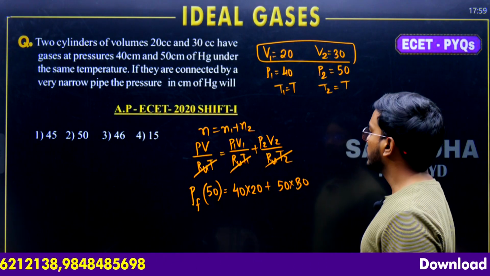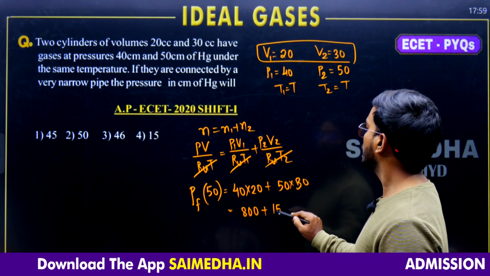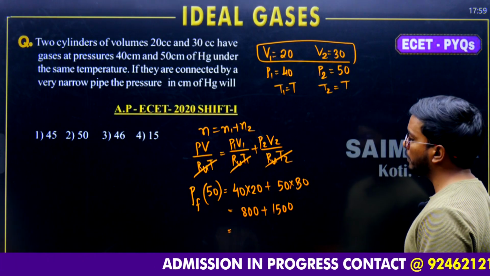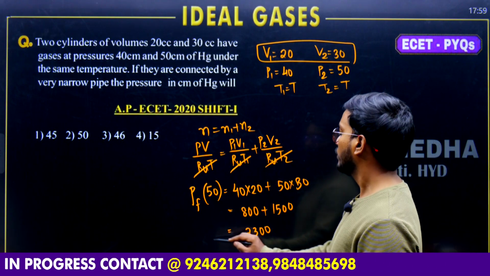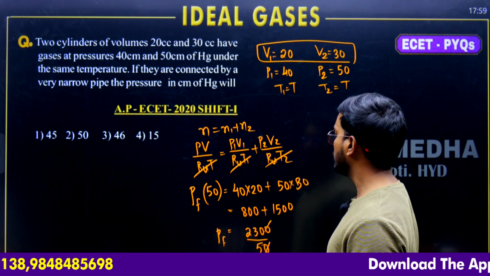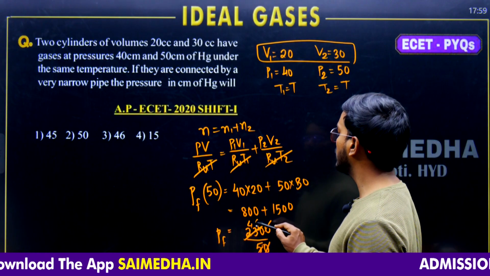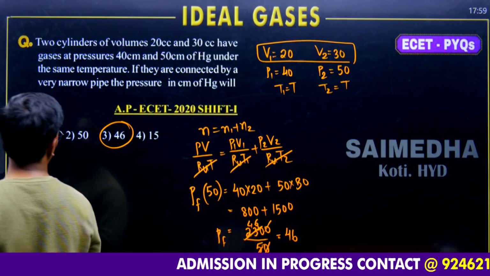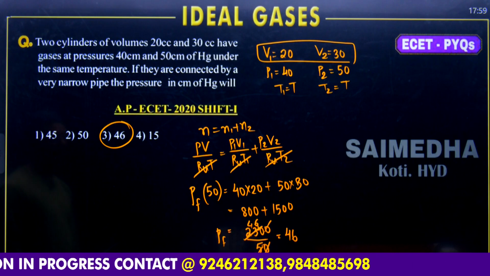Two connected, so 4 2s are 8, 5 3s are 15. 15 plus 8 is 23, that is 2300. Here we have 50 in the denominator for the final pressure, the zeros get cancelled, and dividing 230 by 5 gives 46. So the final answer is 46 centimeter of Hg. Go through it. Pause the video and note it down.